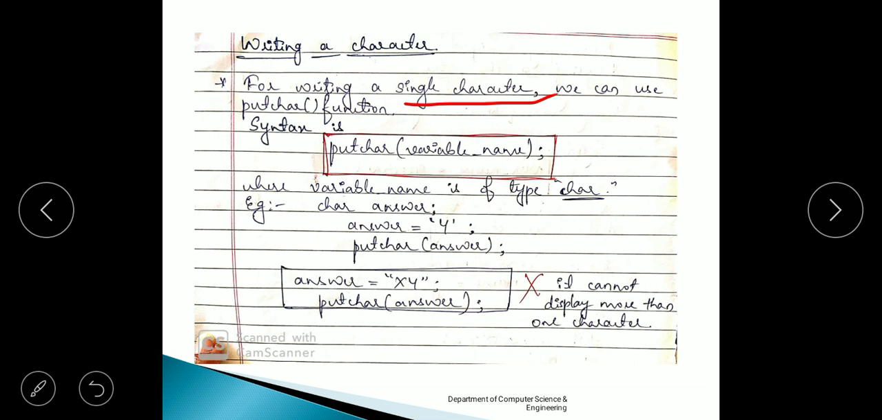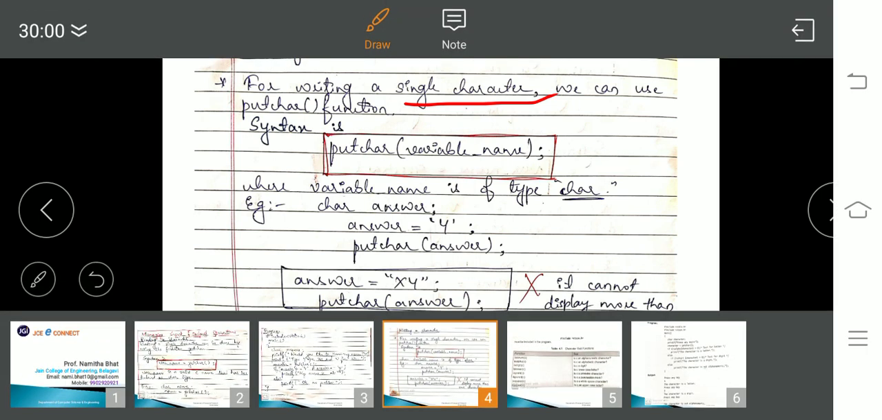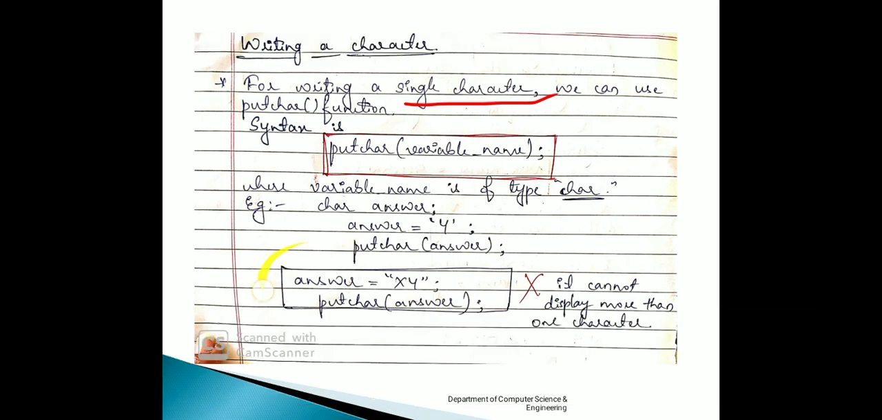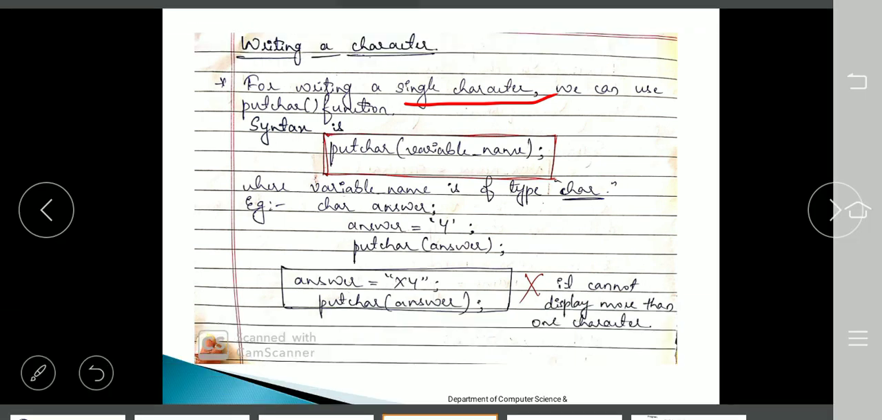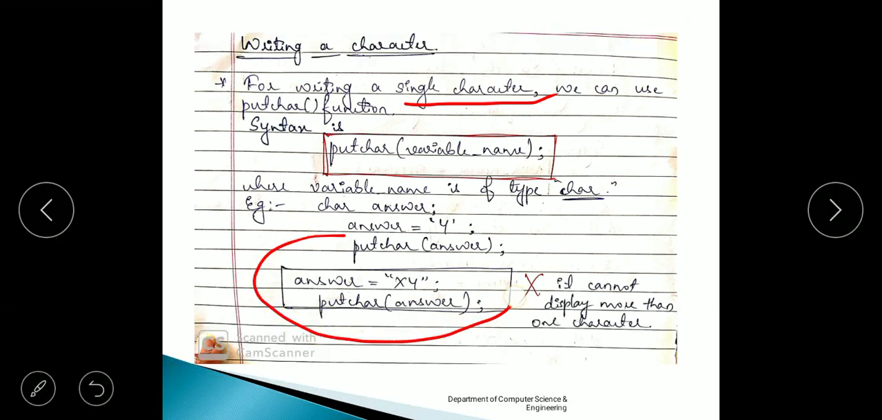Now one more example is given here. This one, answer equals xy. Can we do this? No, we cannot do this because answer is of type character, and character means we can assign only one character. First of all, this itself is wrong.